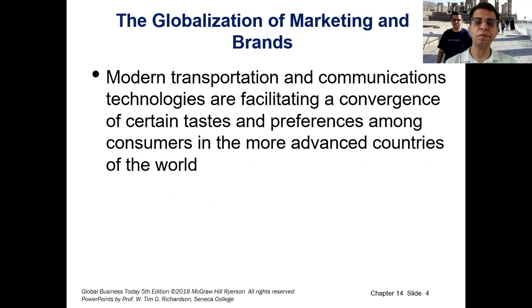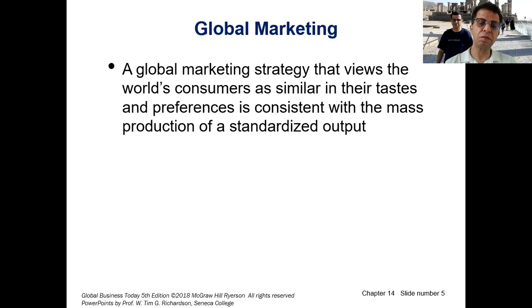Now, modern transportation and communication technology are facilitating a convergence, similarities of a certain taste and preference among consumers in the modern and more advanced countries of the world. Because of the communication, because of the technology, modern countries have come to have the same taste, same jeans, same Coke, same cheeseburger, pizza, they're all the same taste.